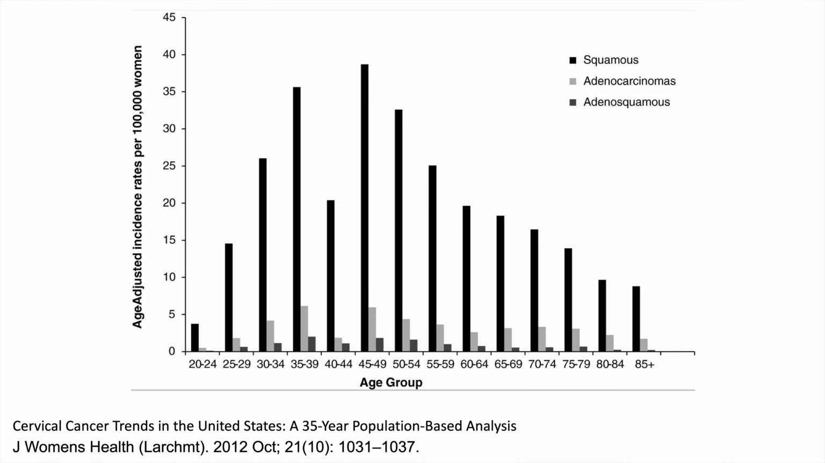Okay, and then specifically to address adenocarcinomas of the uterine cervix, it's far less common than squamous cell. So you can see the squamous cells are the black bars on the graph. Adenocarcinomas are gray, and then adenosquamous carcinomas are that intermediate color. But you can see across age groups on the bottom, so it starts at 20-year-olds and goes to 85 and plus, that adenocarcinomas are far less common in every single age group than squamous cell carcinoma.